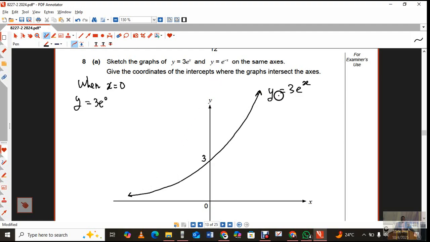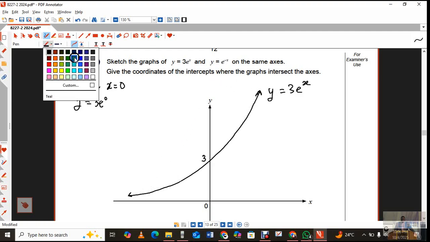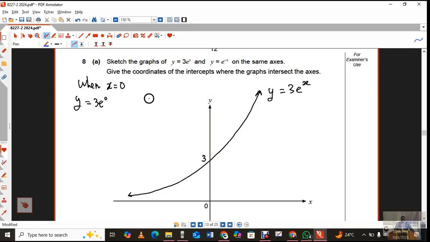The other one, I'm going to do that in blue. This other one is y equals 1 over e. This graph will come down. It will have that decaying issue, comes down like so. Maybe I should start over with that one, because it comes all the way from wherever it comes from.